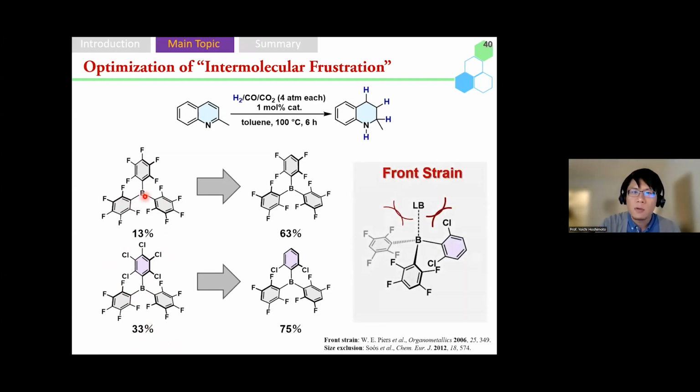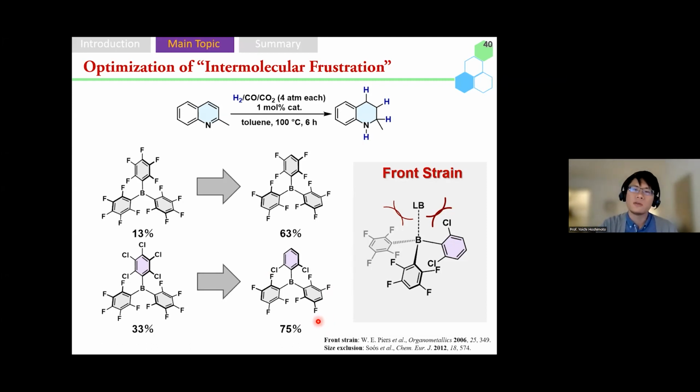This strategy is modulating front strain, the intermolecular repulsion between the borane and Lewis bases, such as quinoline, tetrahydroquinoline, CO, CO2, and H2O, since we never dehydrated the gases, so H2O is included. So combining the electrophilicity strategy and the front strain strategy, this boron developed by Sawamura and co-workers afforded the tetrahydroquinoline in 75% yield under the crude hydrogen conditions.